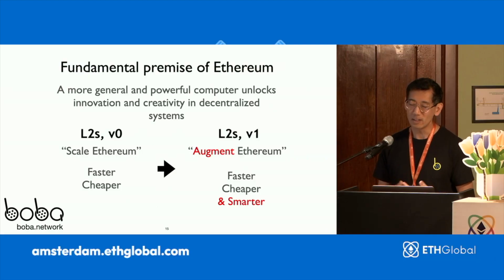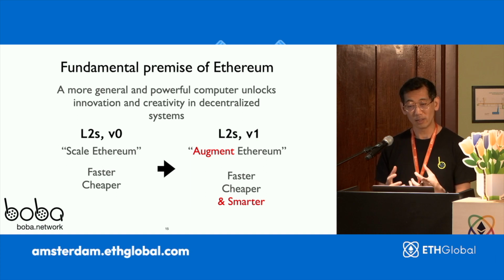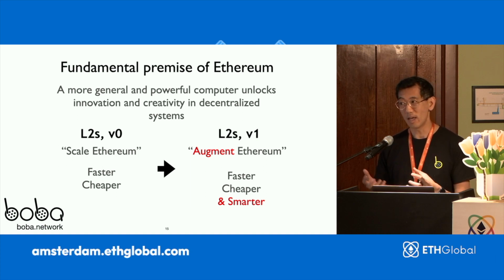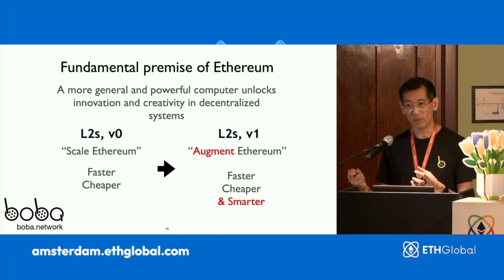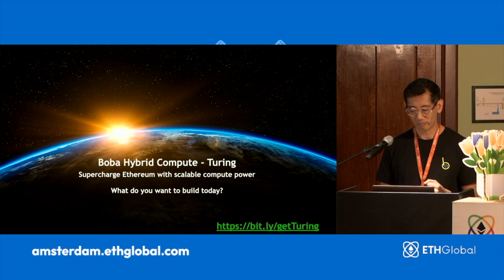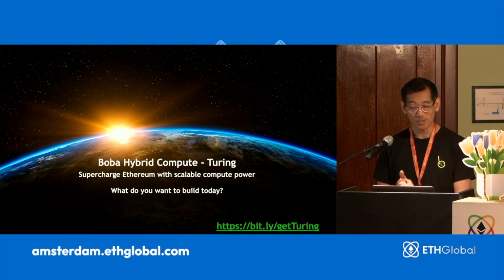And what really sets us apart at Boba is we're enabling developers to build smarter applications on Ethereum. We're not just scaling it in a traditional sense of making it faster and cheaper. We are augmenting Ethereum by enabling you to build applications that can include algorithms that are much more complex than what you can execute on Ethereum layer 1 itself. All right, so that's our hybrid compute story. It's live on Mainnet. Really encourage you to try it and see what you can build with it.